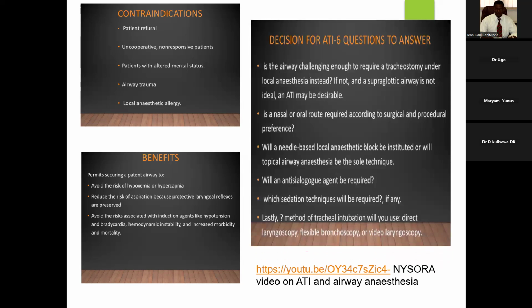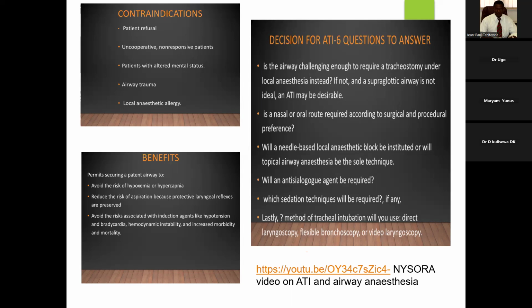So there are 6 questions for awake tracheal intubation to be answered. Is this airway challenging enough to require a tracheostomy under local anesthesia instead? If not, a supraglottic airway is not ideal, and awake tracheal intubation may be desirable. Is the nasal or oral route required according to surgical or procedural preference? Will a needle-based local anesthetic block be instituted, or will topical airway anesthesia be the sole technique? Will an antisialagogue agent be required? Which sedation techniques will be required, if any? Lastly, which method of tracheal intubation will I use? Is it direct, is it flexible, or is it video laryngoscopy?